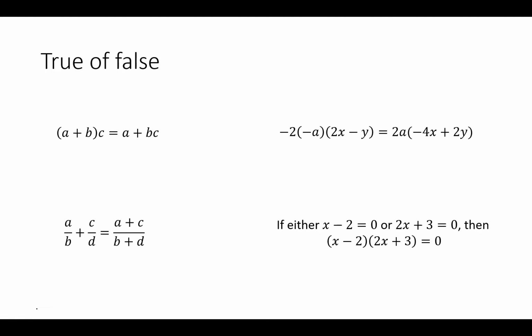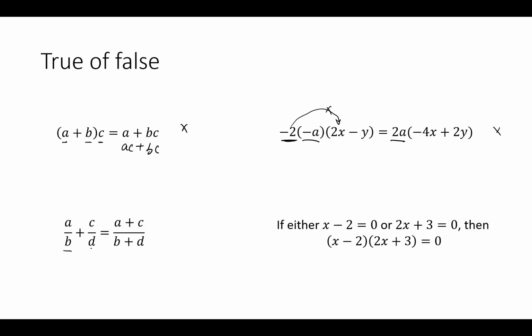Now a few exercises, true or false. First one: because of the distributive rule, when we multiply by c, we should multiply c to each element in the parentheses. So it should be ac plus bc, so this one is false. Next one: when we multiply negative 2 and negative a together, it should be 2a. However, because minus 2 is already multiplied together with negative a, it should not go into the multiplication again, so this is false.